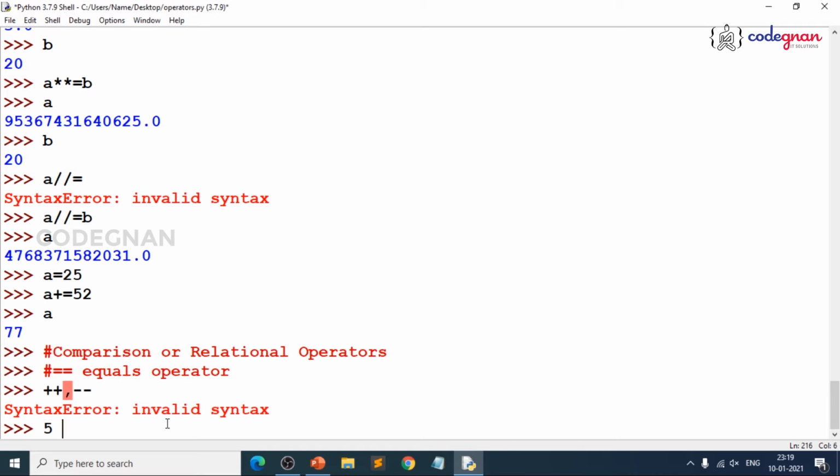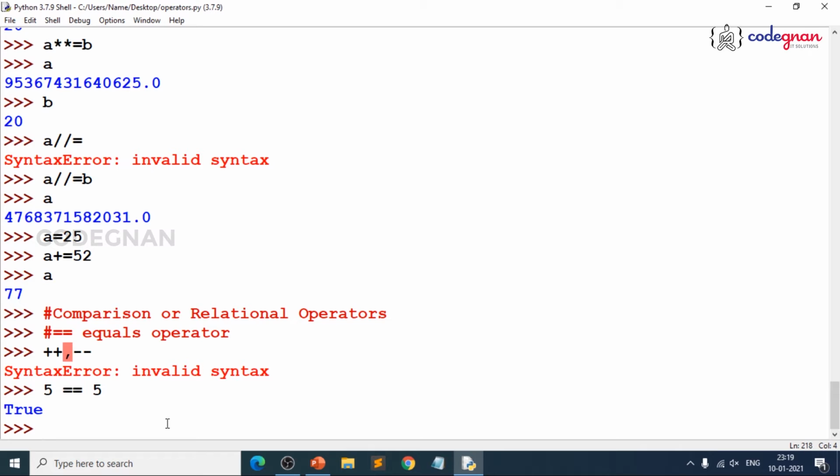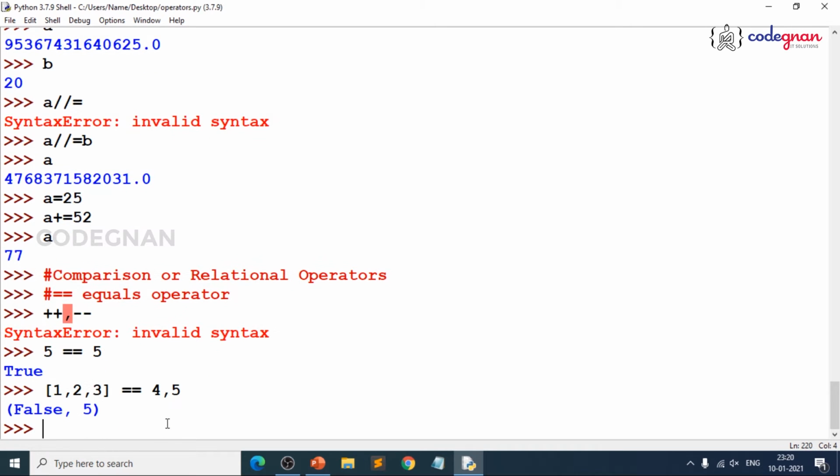If you write 5 equal to 5, the values are the same, so you always get the result in Boolean until and unless you frame some conditional logic, which we will understand in the further videos. I want you to remember that whenever you use comparison, the result is always Boolean. If you take 1, 2, 3 equal to 4, 5, it's false. You are getting false because 1 to 3 equal to 4 is false, and this is taking one other number as 5. It is storing it as a tuple.